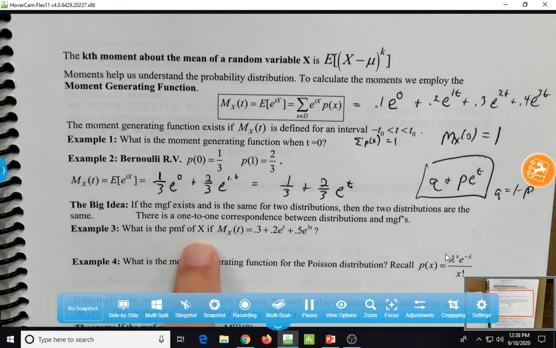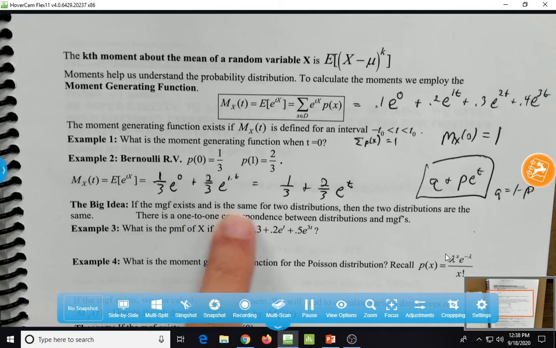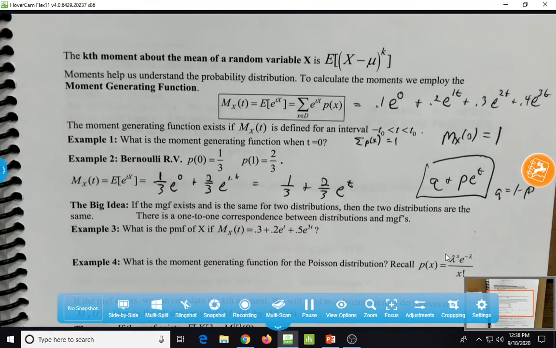So here's the big idea. If the moment generating function exists and is the same for two distributions, then those two distributions are the same.